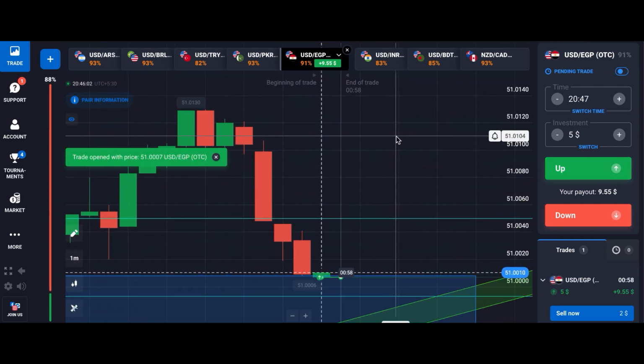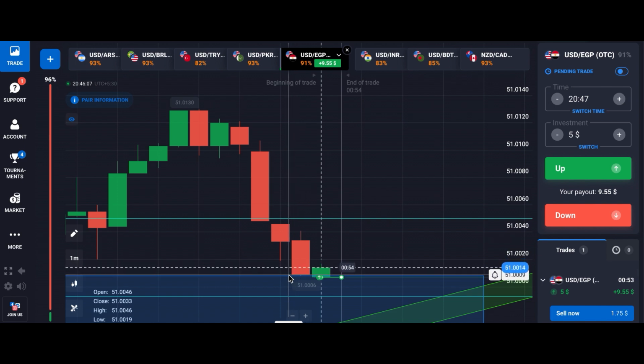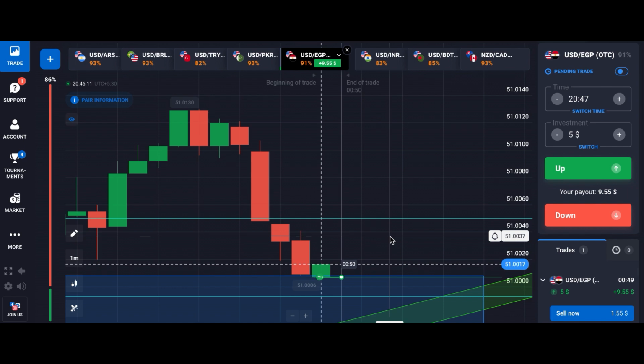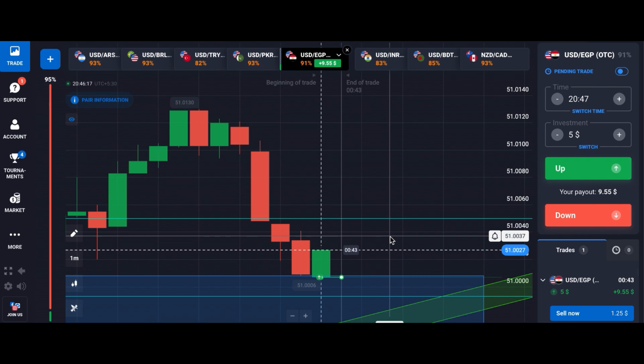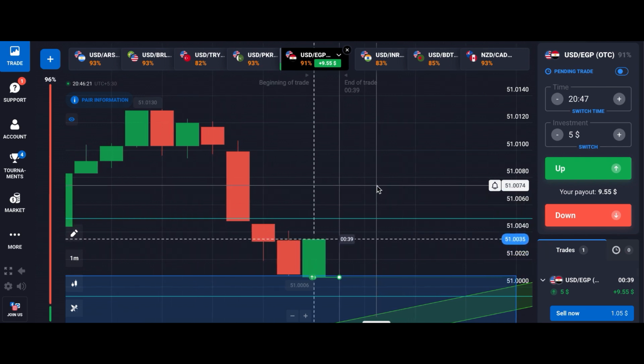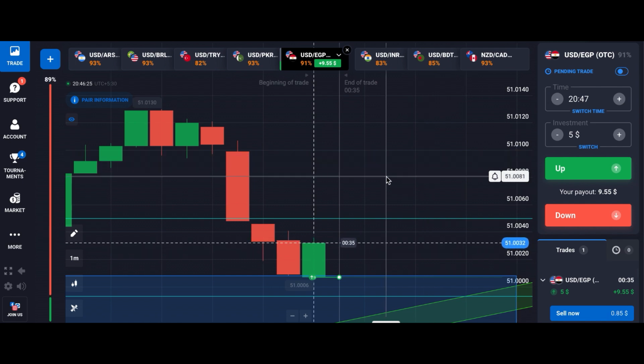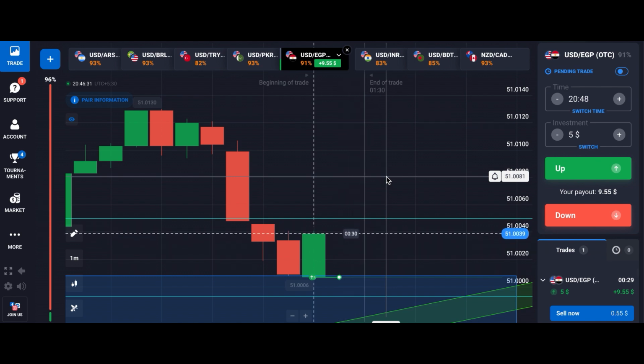Now as you can see, this candle has touched this level and then I took the up trade. Now if this candle closes in red, no worries, I will take the MTG and that will be a sure shot win. But as you see, this candle is pumping, so I'm 100% sure this trade should be our sure shot win.